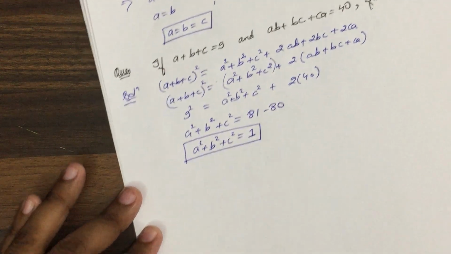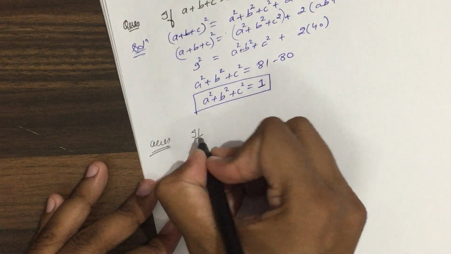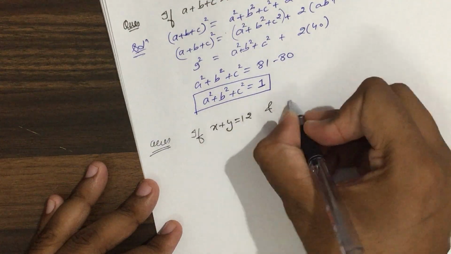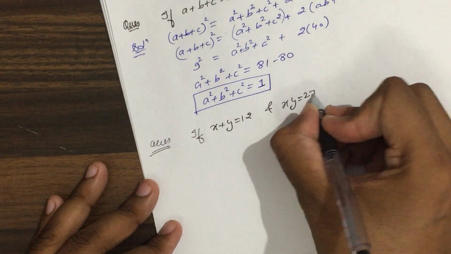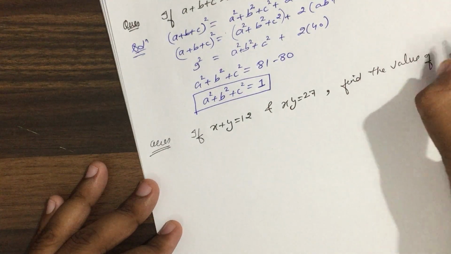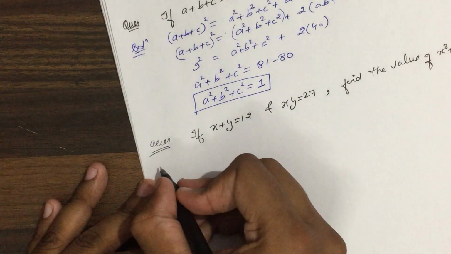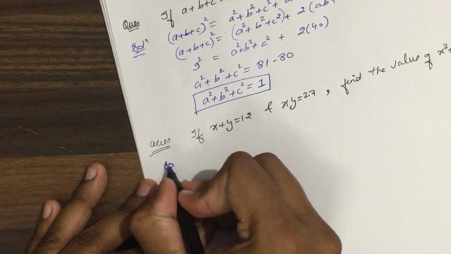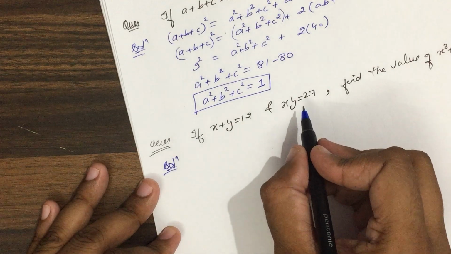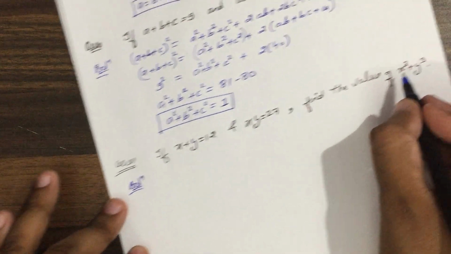Come to the next question. If x plus y equal to 12 and xy equal to 27, find the value of x cube plus y cube. Now what we'll do, first of all you should concentrate on what is given to you. X plus y equal to 12 and xy equal to 27, and you have to find the value of x cube plus y cube.